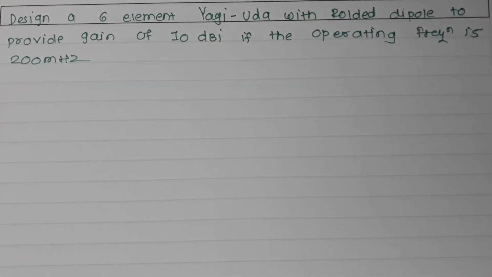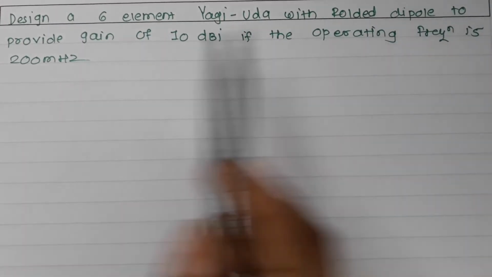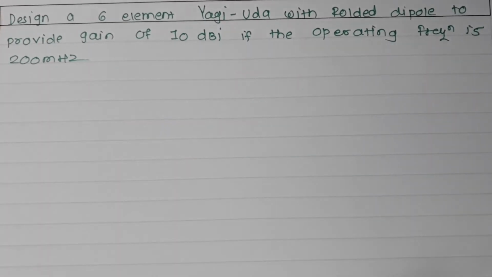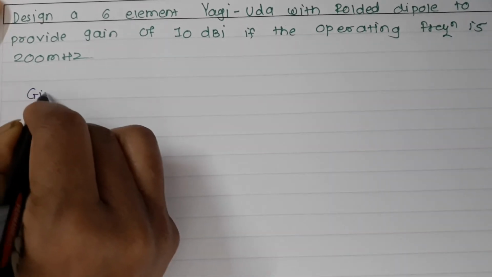Now let us solve the problems based on the designing of the antenna. The first problem says: design a 6-element Yagi-Uda with a folded dipole to provide a gain of 10 dBi if the operating frequency is 200 megahertz. So here we can see that f is given, so we can calculate the lambda based on the frequency.